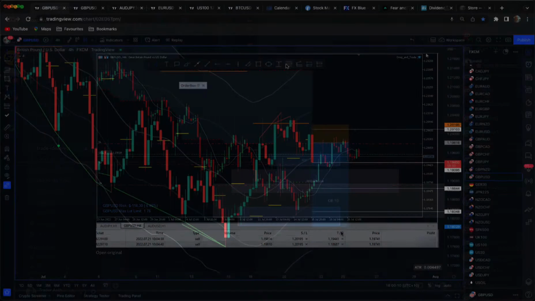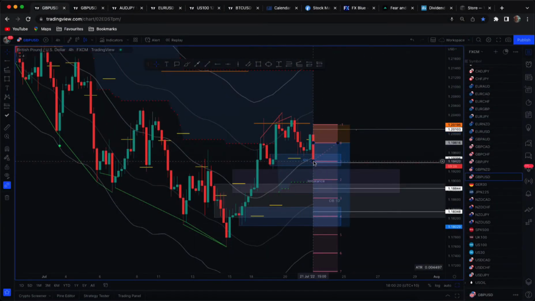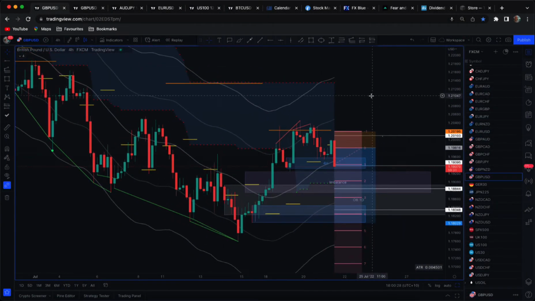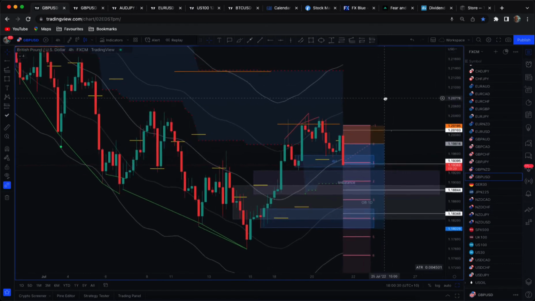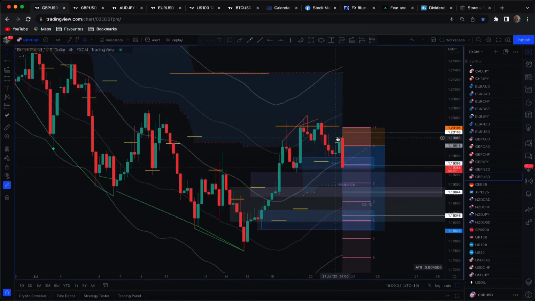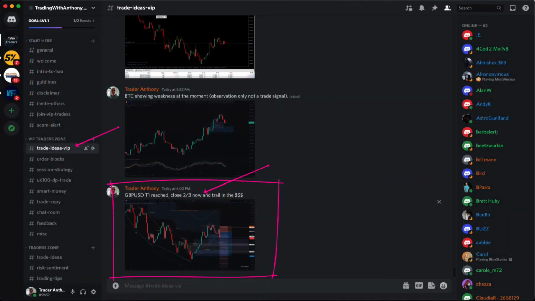Looking at it now, target one has been reached. So let me just take this screenshot and send it into my guys. And I want to show you how I'm trading this and how you can do the same. Close two-thirds now and trail in the money.